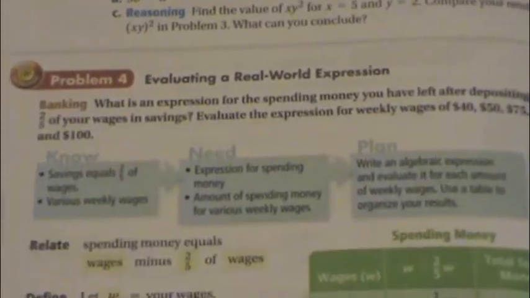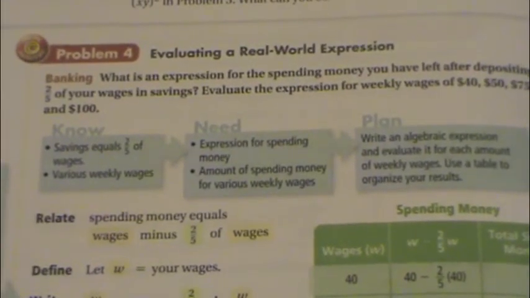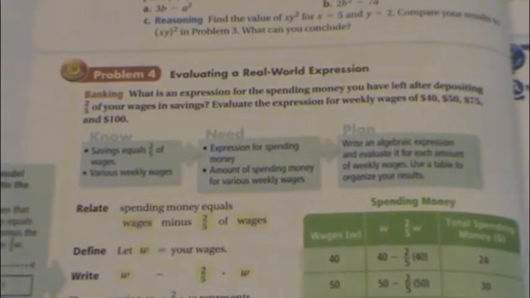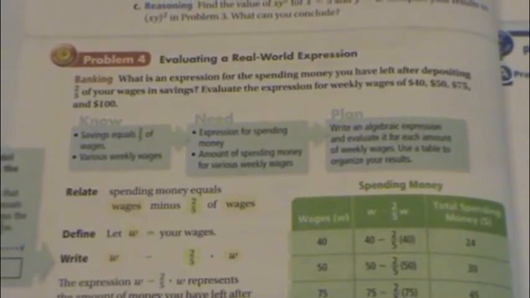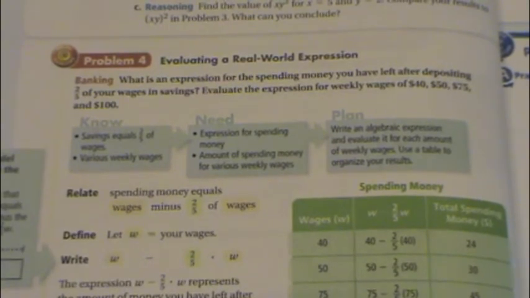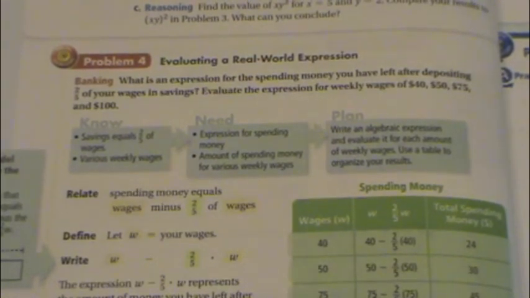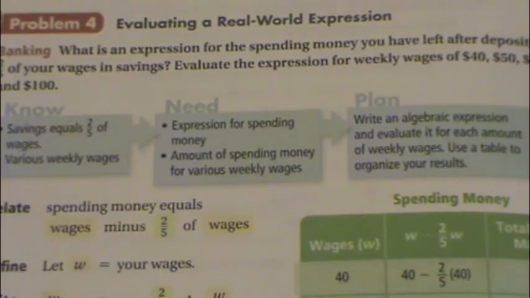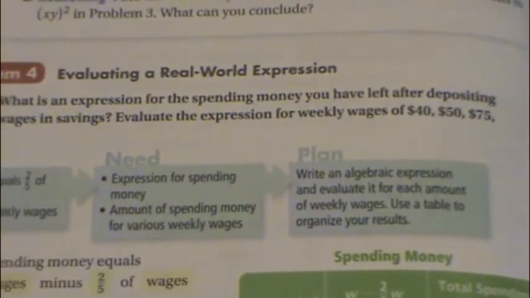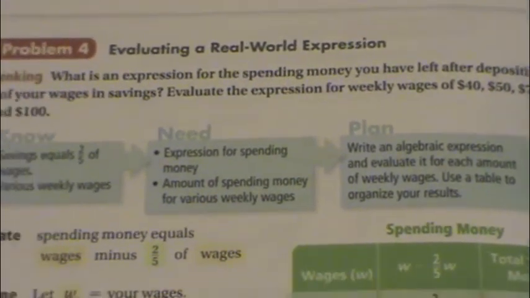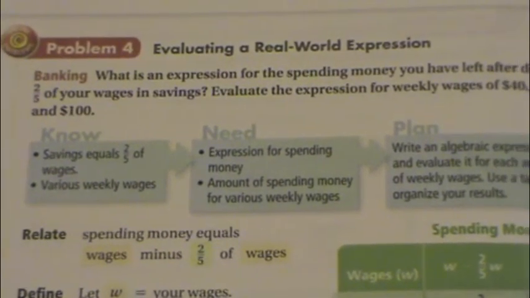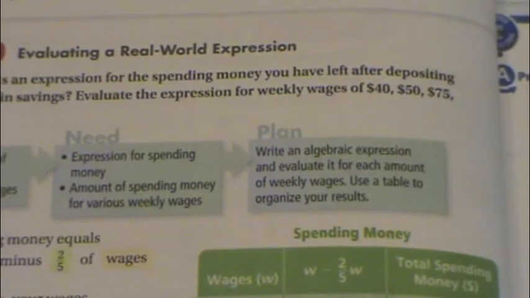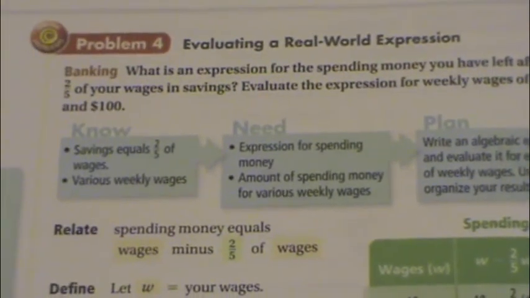Okay, last one for today, evaluating a real-world expression. I don't love how wordy this particular problem is. There was one like it yesterday, but what I do like is it's actually kind of helpful for showing you how you might use algebra in your actual life. What is an expression for the spending money you have left over after depositing 2/5 of your wages in savings? Evaluate the expression for weekly wages of $40, $50, $75, and $100.